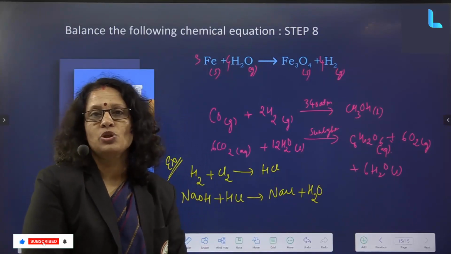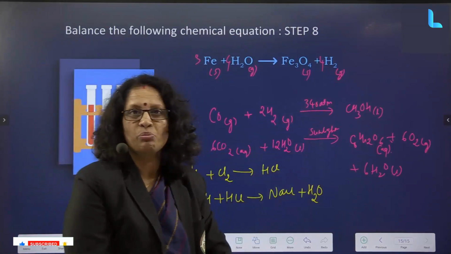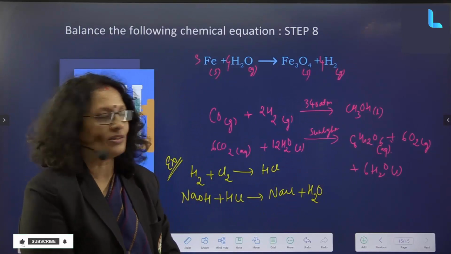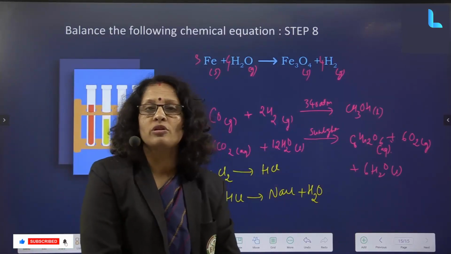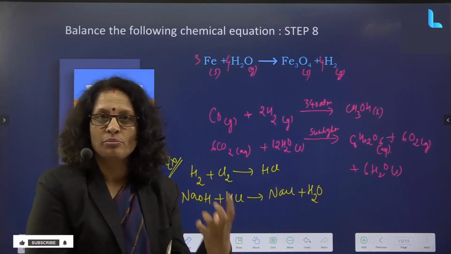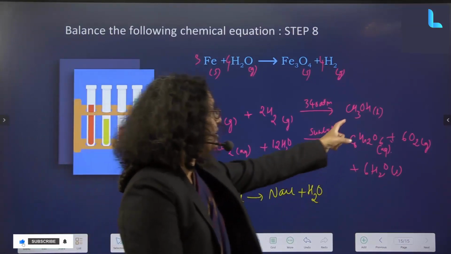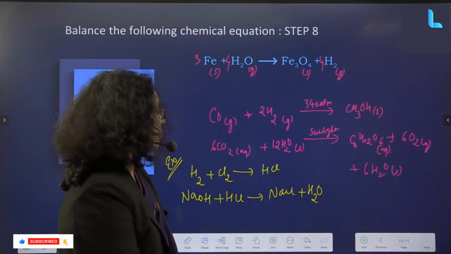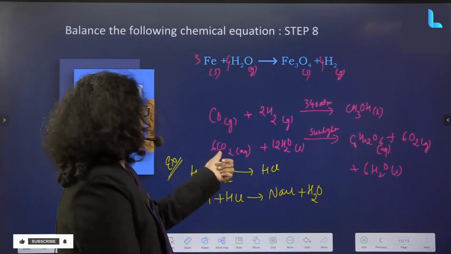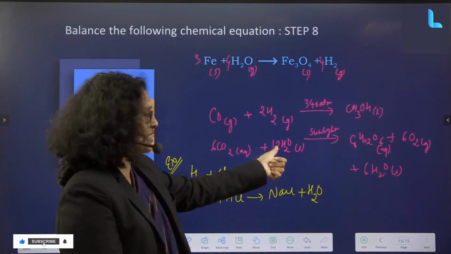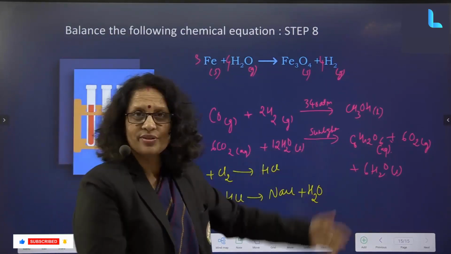So what are the conditions which we are using here? Specific pressure will be used, 340 atmospheres. So that's what has to be mentioned on the arrow. If we are using any temperature, any catalyst, everything should be mentioned on the arrow. And methanol will form. Then if we have 6CO2 plus 12H2O, this is photosynthesis.